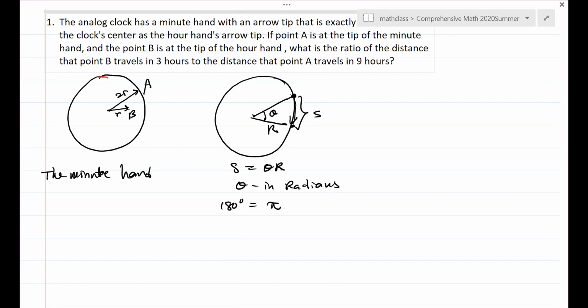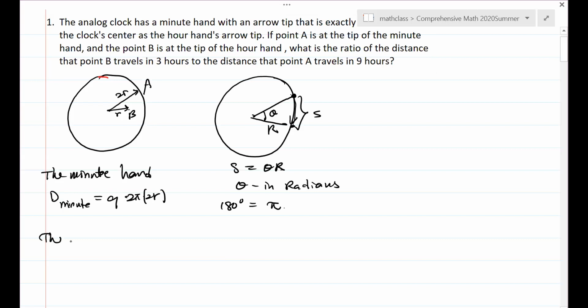So the distance the minute hand travels is going to be the angle. In 1 hour, it travels 2 pi times the radius, which is 2r. But 9 hours means you have to multiply by 9, so 9 complete circles. That is the distance the minute hand travels.